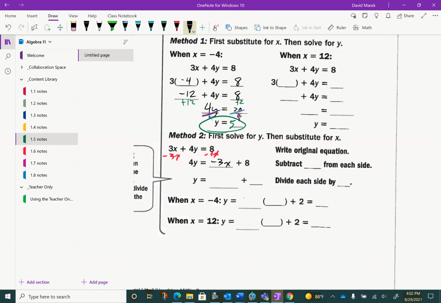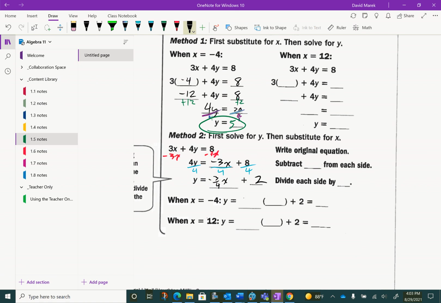But then again, I want y all by itself. I don't want to know what 4y is. I want y by itself. So now I'm going to divide by 4, which means I have to divide this by 4, which means I've got to divide that by 4. I have to divide everything, not just some things, not when it's just convenient, not when it turns out to be a whole number, everything. So I get y is equal to negative 3 fourths x plus 2.